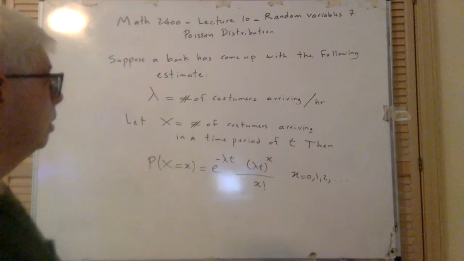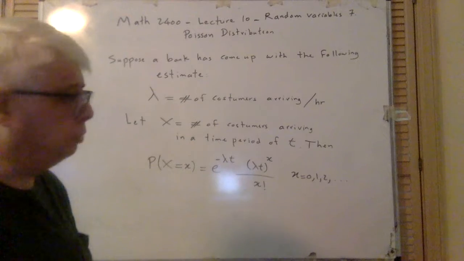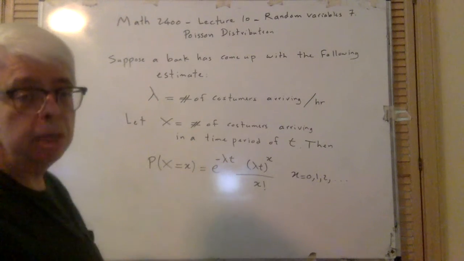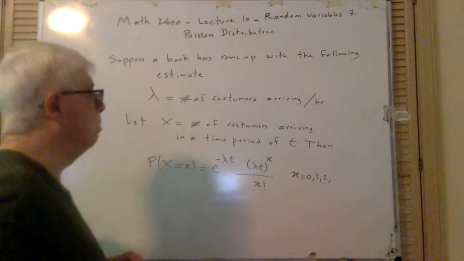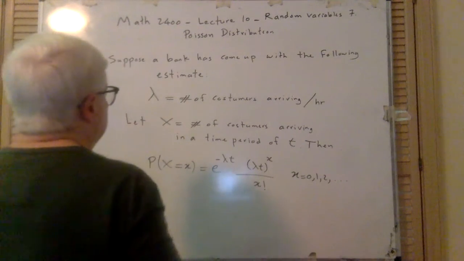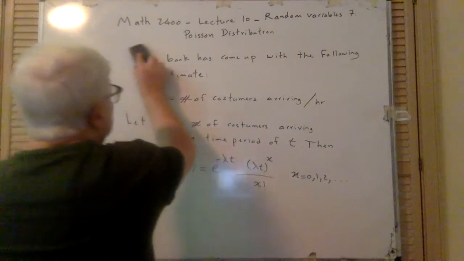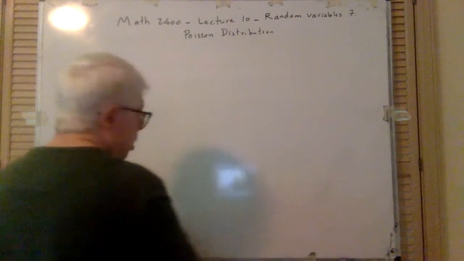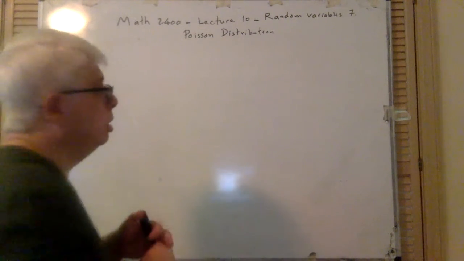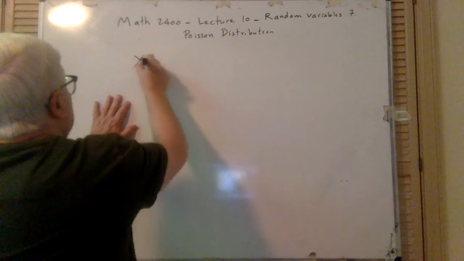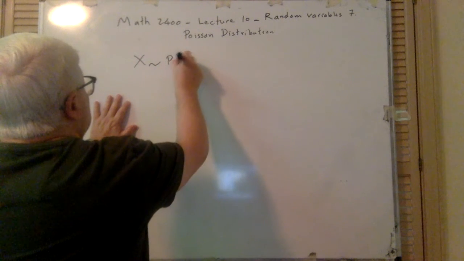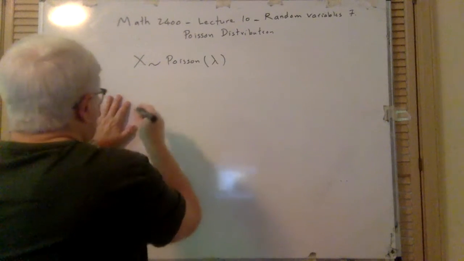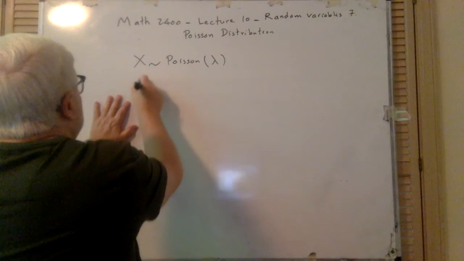Now, if we just concentrate on 1 hour, this will be just lambda. So you might have seen this as a lambda. Let me give you a simple example here. So when we say X is Poisson, it has one parameter, lambda.